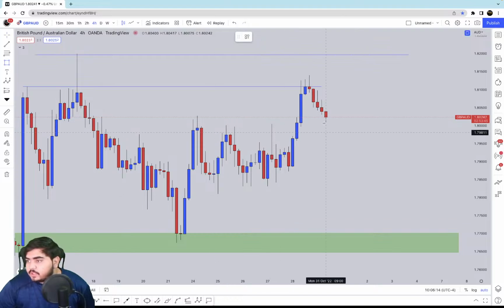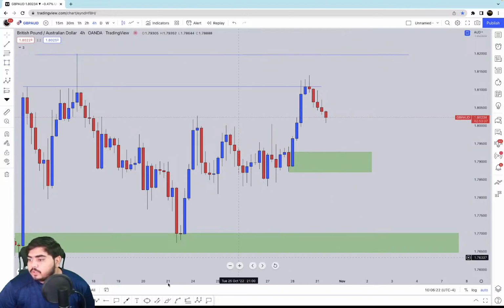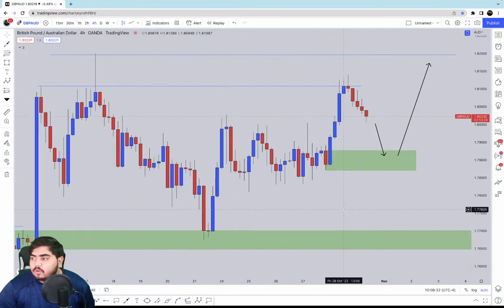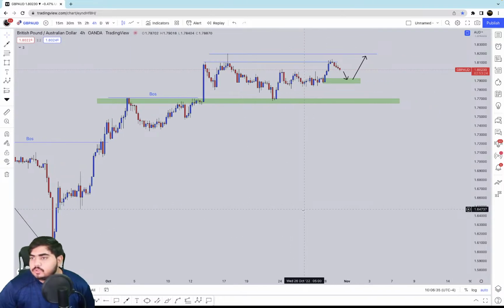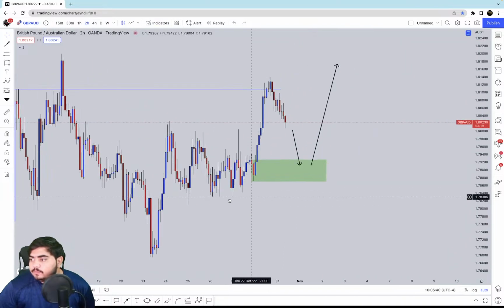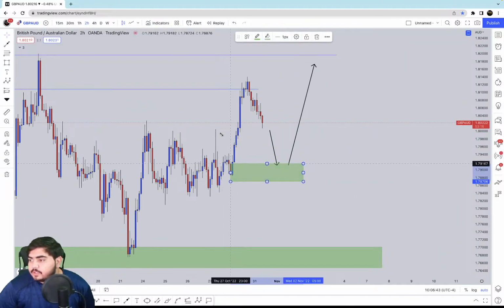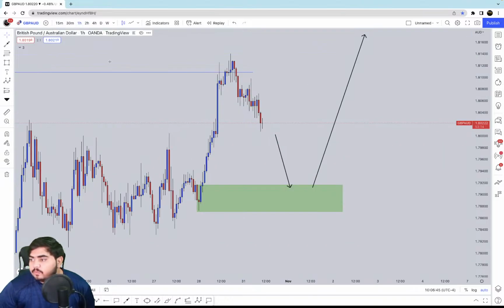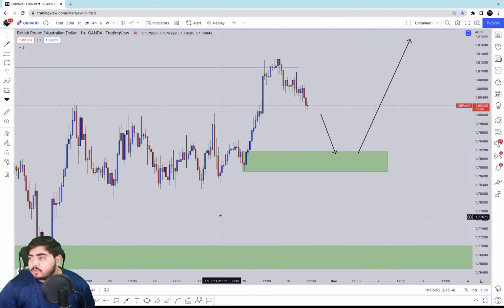Now we have this order block right here on the GBPJPY. That means if market comes lower toward this area, we would be expecting an upside movement on the 4-hour time frame. Okay, and if we look at the 2-hour time frame, we can adjust this right here, and even on the 1-hour time frame, we can adjust this area. So that's basically our buying zone.